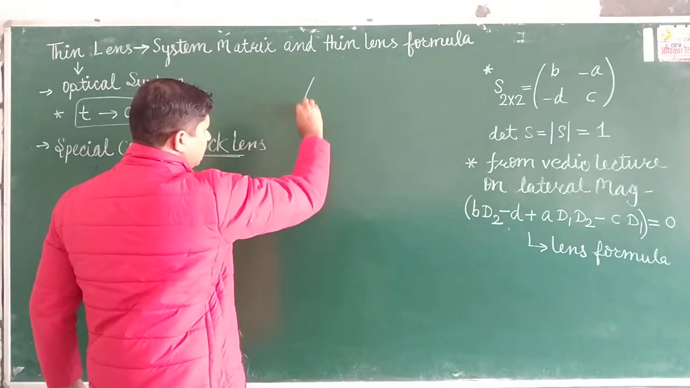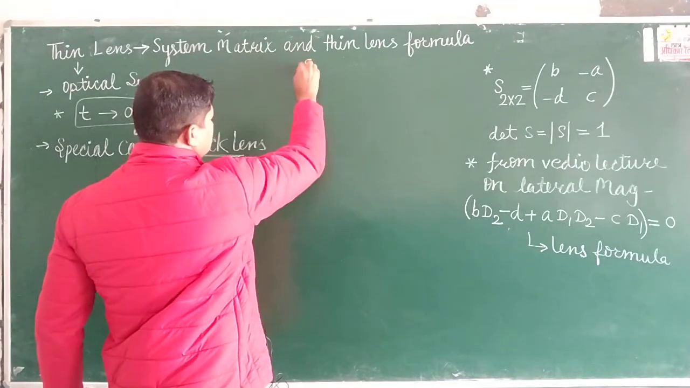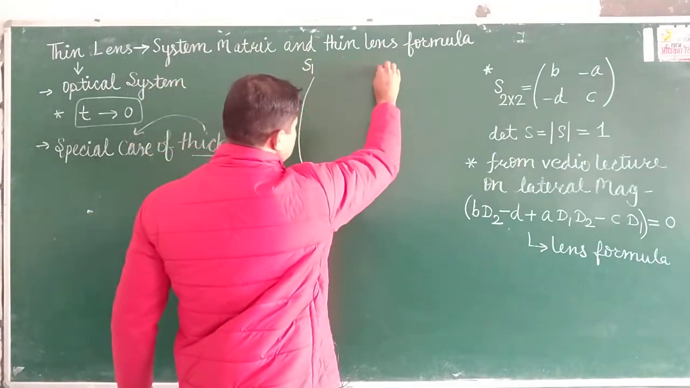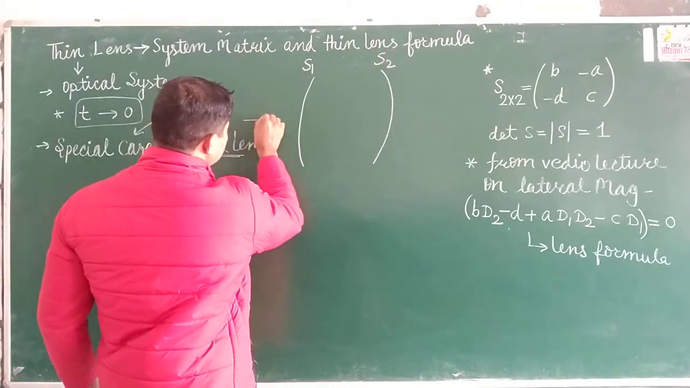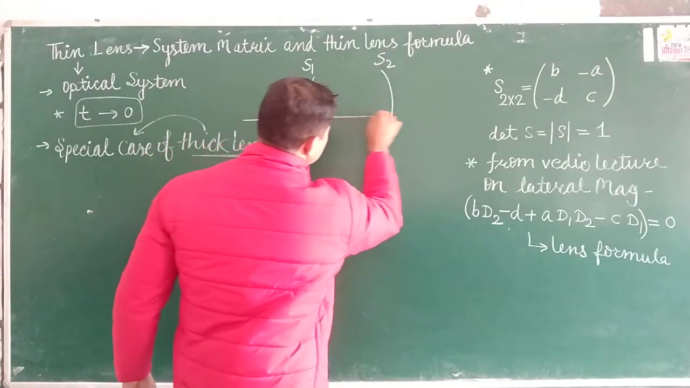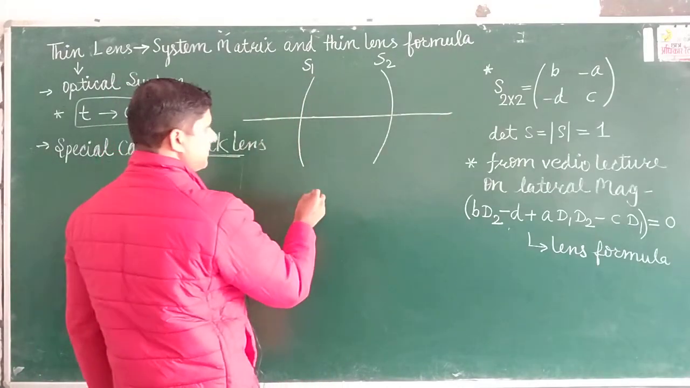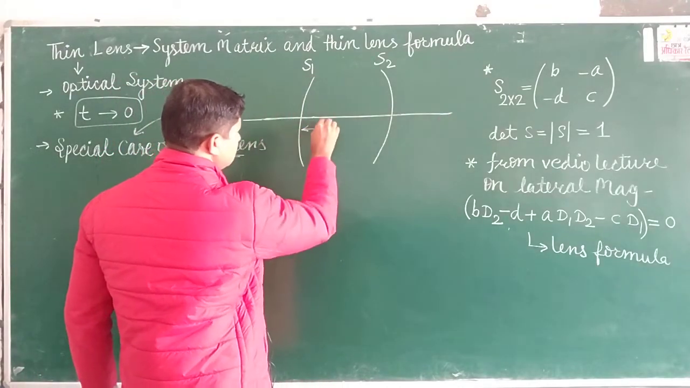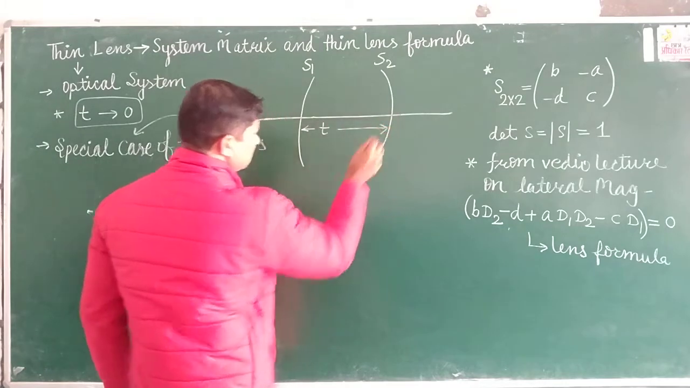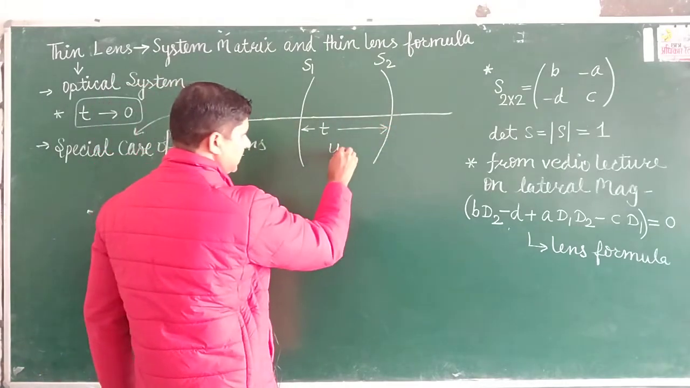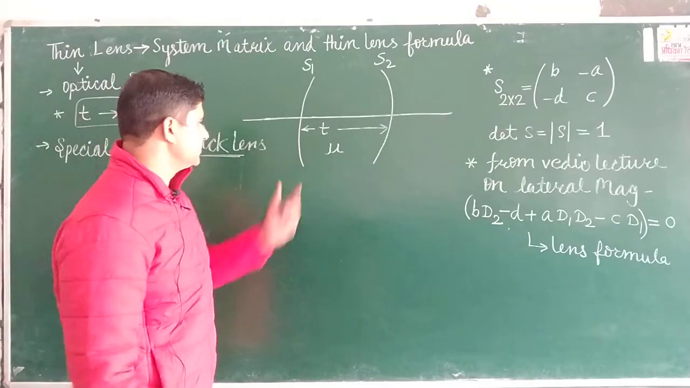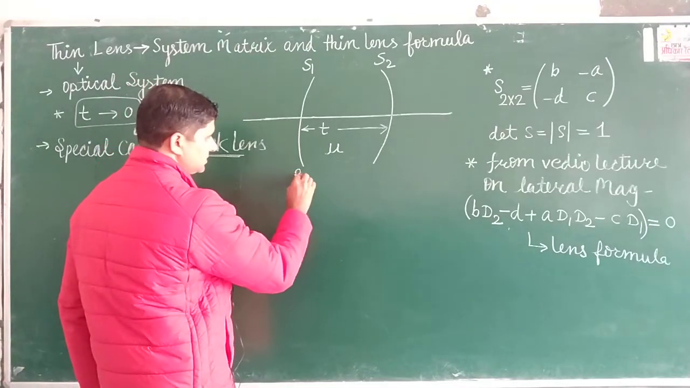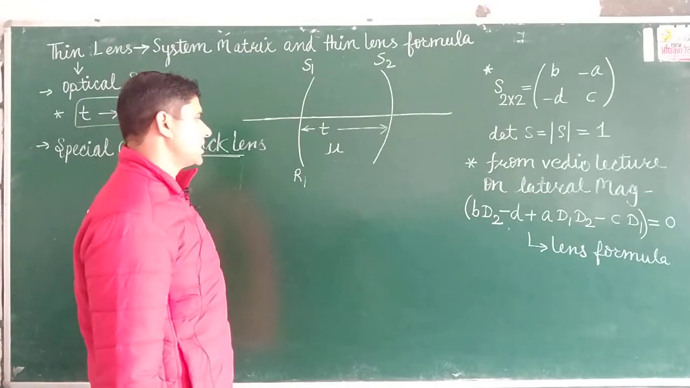We have a thick lens where this is the first surface and this is the second surface, and this is the optical axis. And the thickness of this lens is small t, and the refractive index of the material of this thick lens is mu, and the radius of curvature of this first surface is R1.